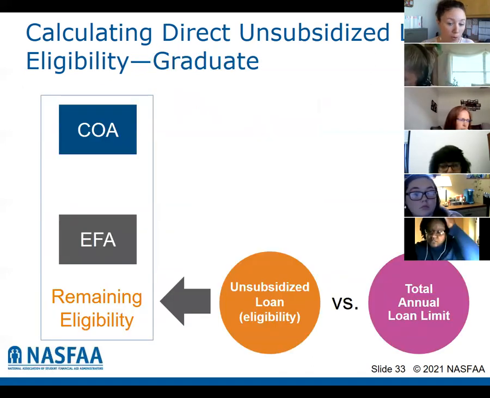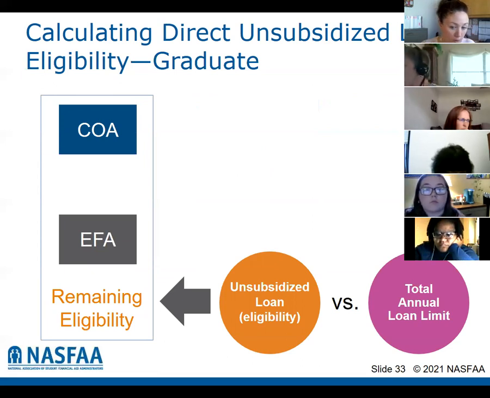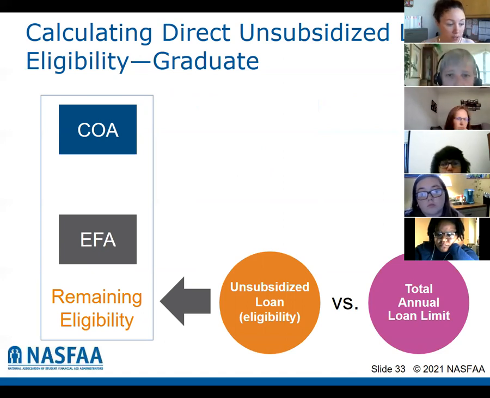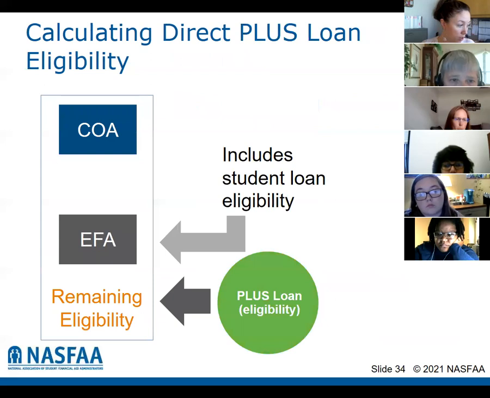Same goes for the Graduate Plus loan. It works exactly the same way as the unsubsidized Stafford loan. The only thing that's different is you got to put the Stafford loan first.